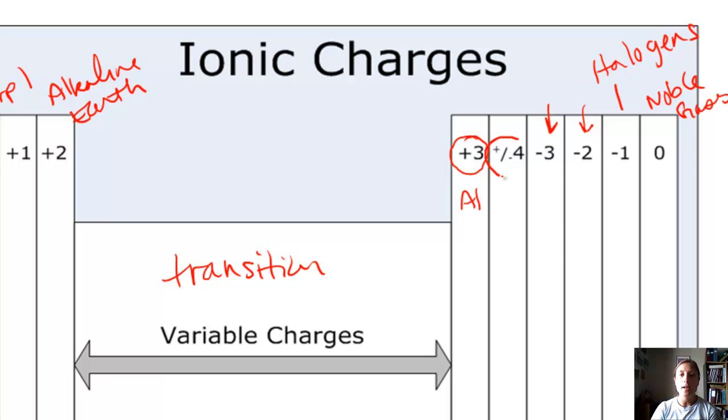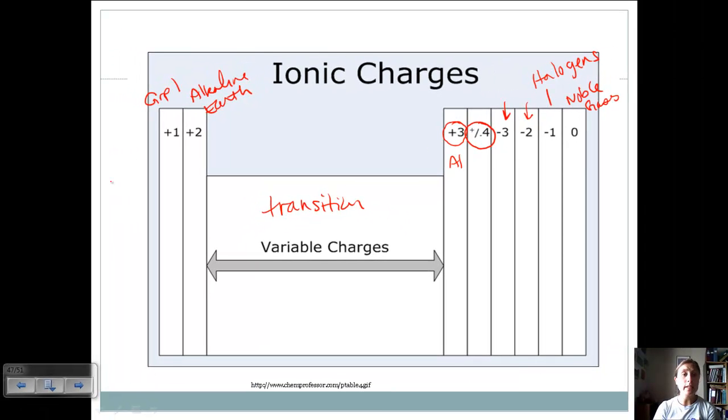Now here's the tricky part. This group can either gain 4 or lose 4, and we'll talk about later on why that is. But for now, just keep in mind that it's plus or minus 4. You will need to know these charges, and since they somewhat go in order, it shouldn't be too bad, but you're going to need to know them. You won't be given a chart like this that tells you the charges.